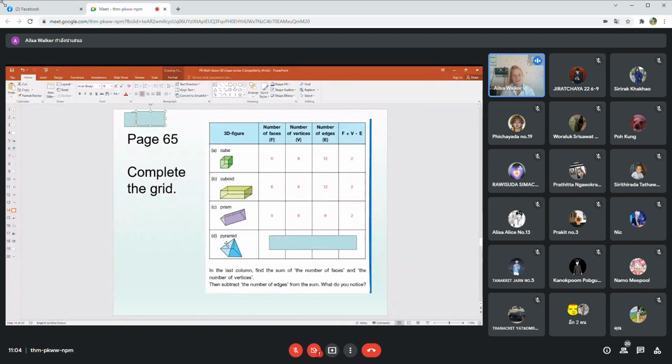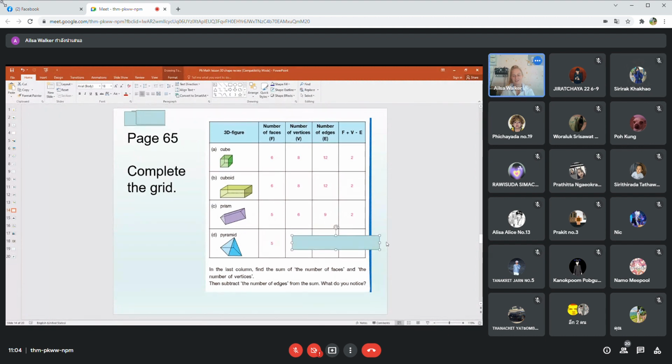How many faces does it have, please? 5. 5, good. How many vertices? 1, 2, 3, 4, 5. Yes, 5. How many edges does it have? 4, 5... 8. 8, good. 8 edges.